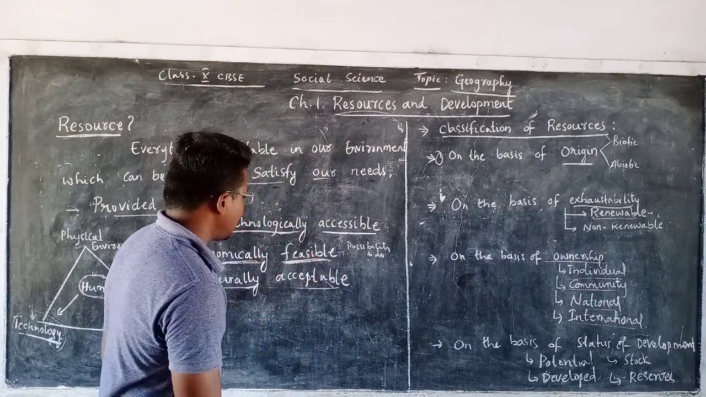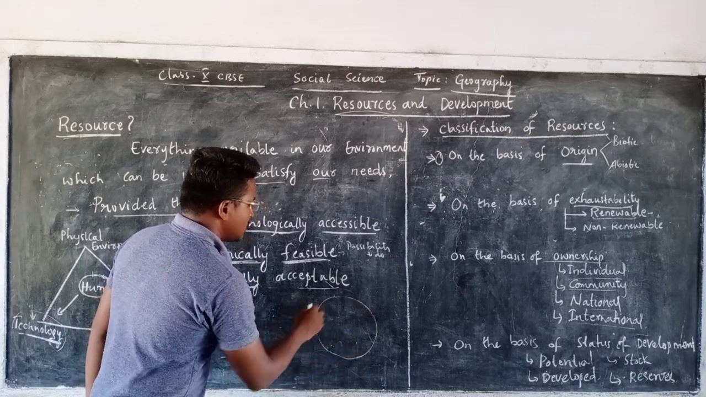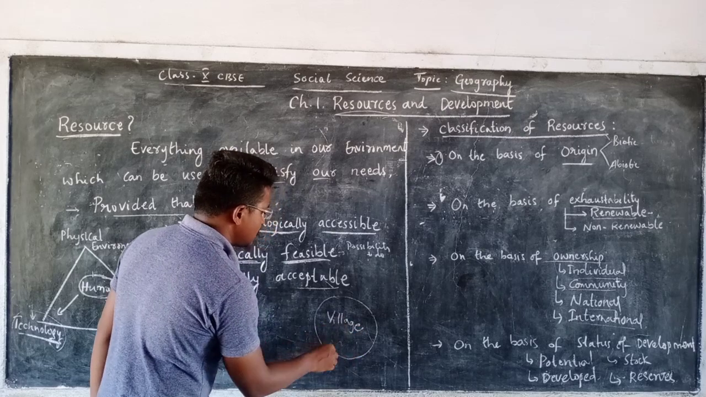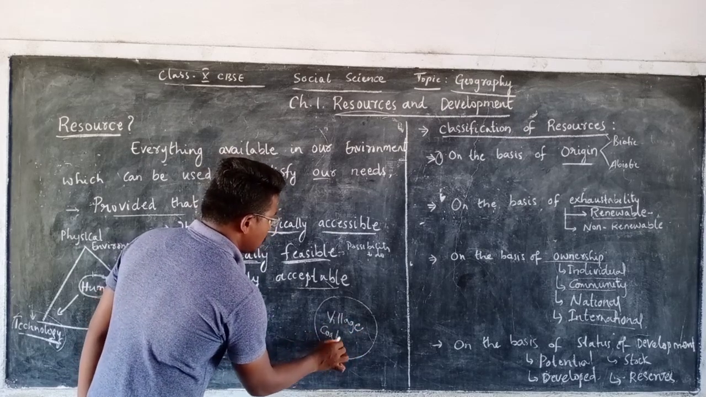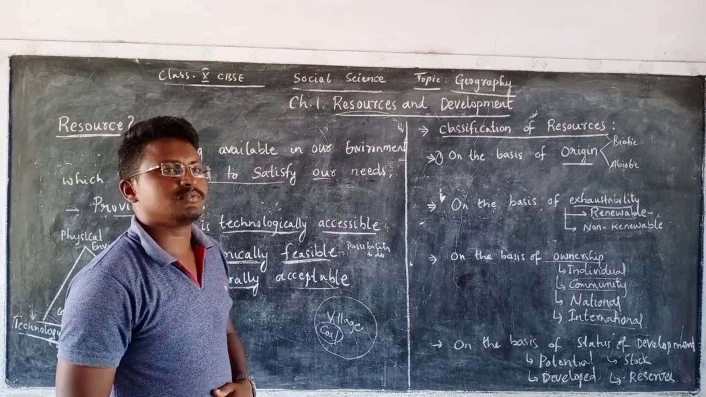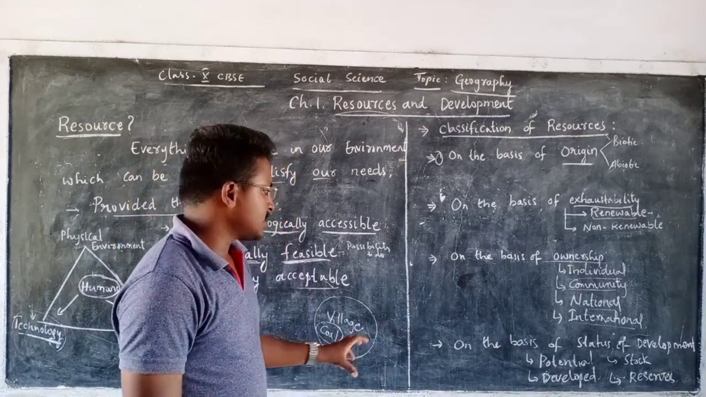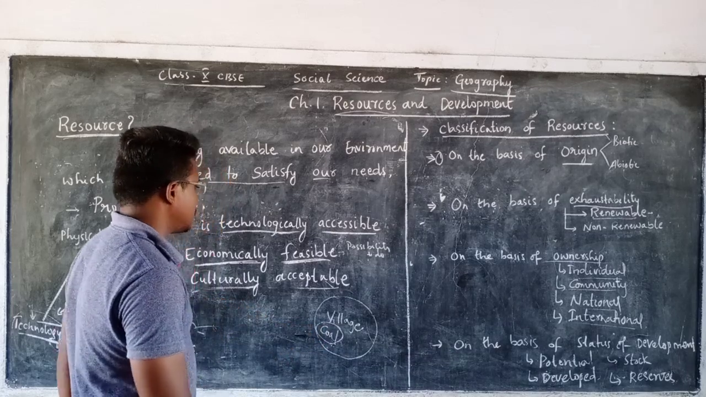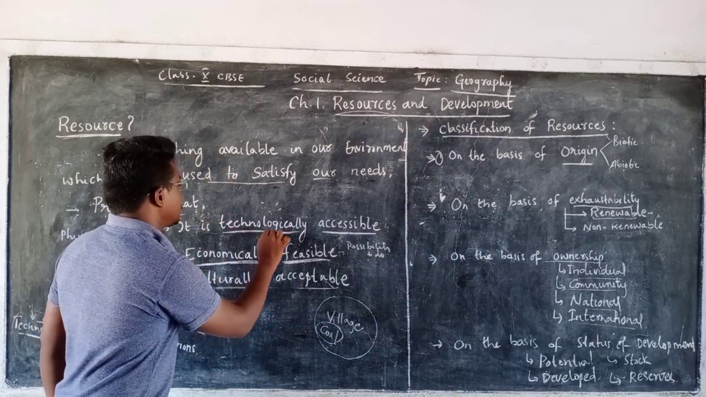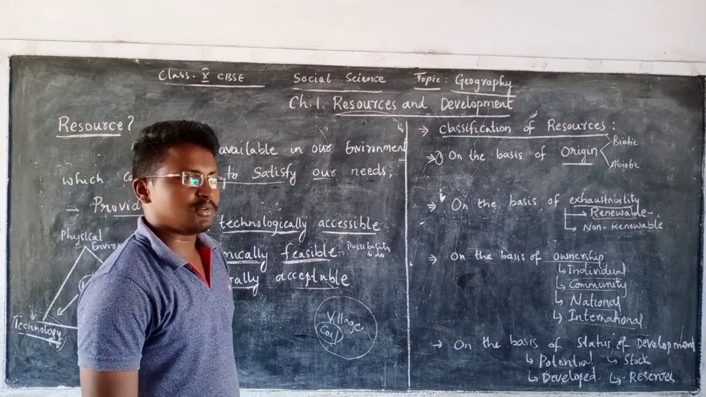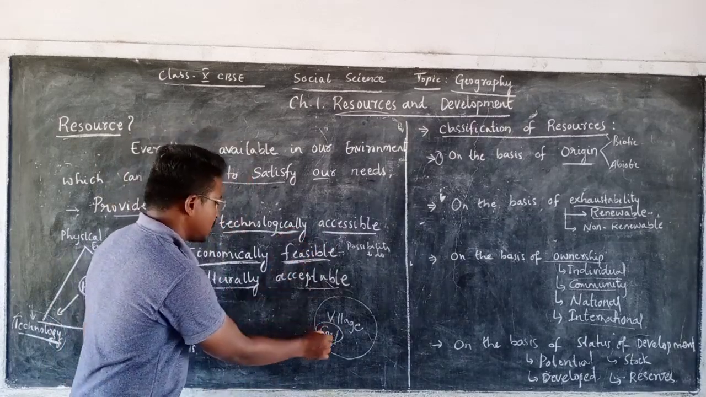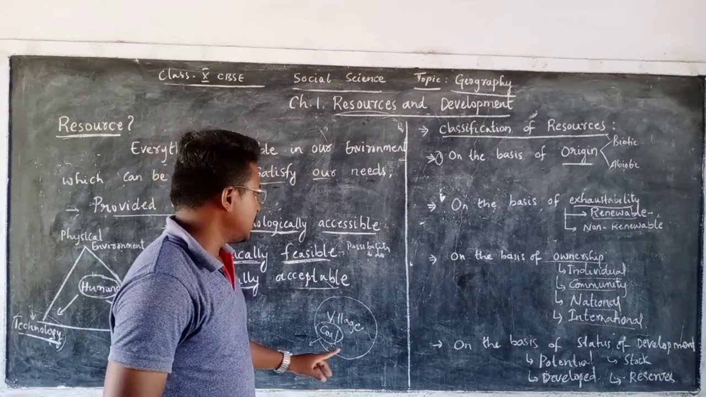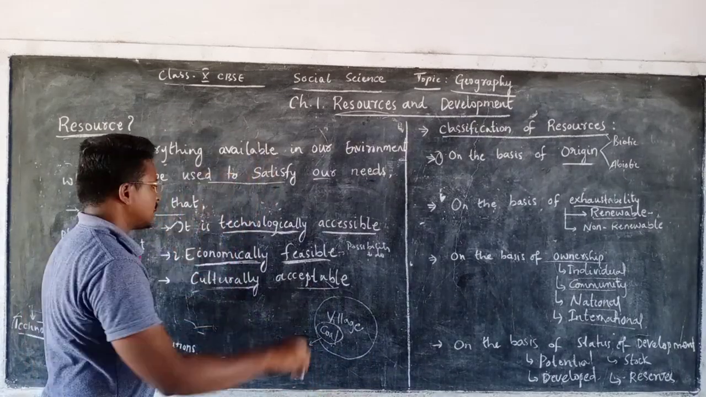For this, let me take an example. For example, there is a village, and under this village, the government has discovered that there is a huge amount of coal. Then we'll see whether this coal can be converted into a resource or not. First and foremost, the condition it should satisfy is technologically accessible. That means whether we have technology in extracting this coal or not. If we have proper technology, then the first condition is satisfied.